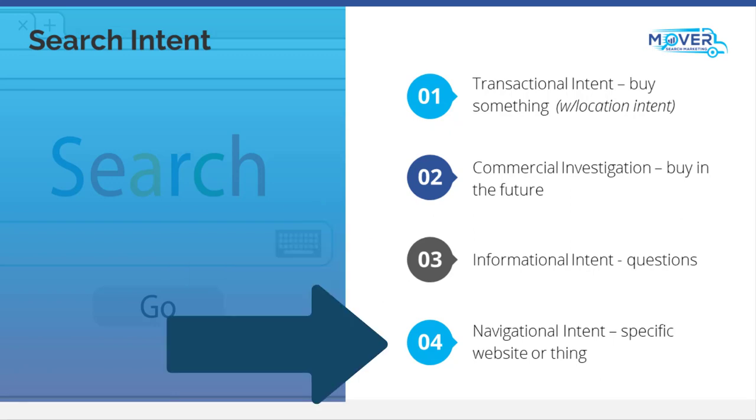And then the last is navigational intent. The person's trying to go somewhere. They're looking for a specific website or a thing. You know, the search could be branded. Maybe they type into the search an actual company like 2 Men in a Truck. So these keywords are useful for us. But we're not going to cover those much more in this video.